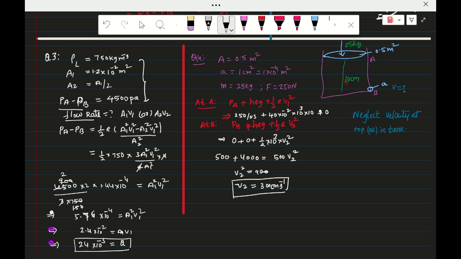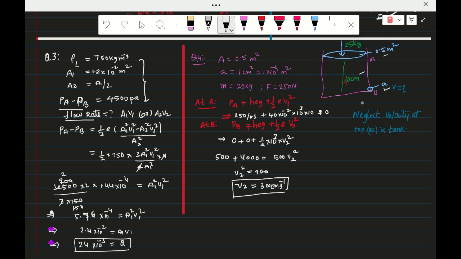So here this model is different. The tank is filled with water up to 40 centimeter level. There is a hole at the bottom of the tank with cross-sectional area A, and the total area of the tank is 0.5 meter square. Check here. And here the pressure is not atmospheric. There is a 25 kg weight on this area of cross section. Therefore, the pressure on this is 25 into g, mg by A.